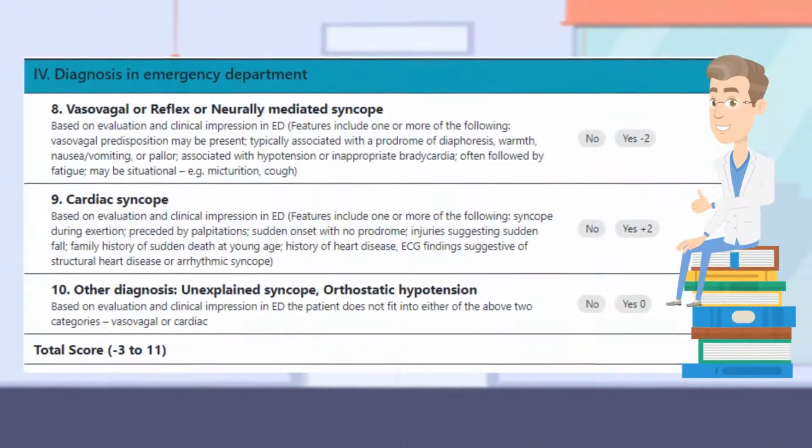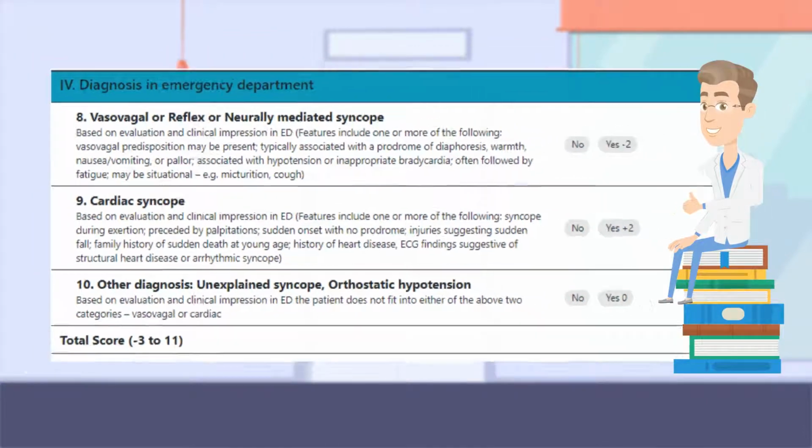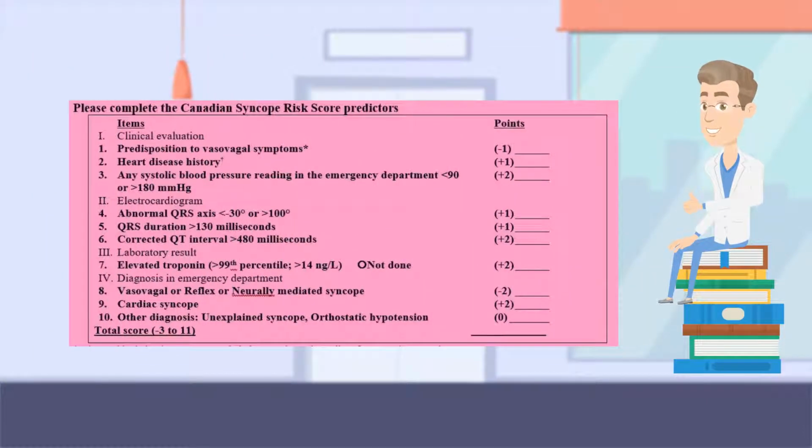Lastly, what is your diagnosis at the end of the emergency department visit? Vasovagal syncope, cardiac syncope, or other. Please select only one of the 3 options. Calculate the risk score as shown.